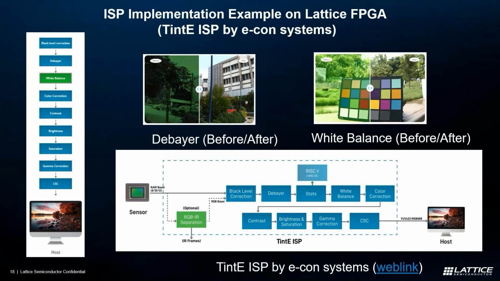It's pretty cool. You can click on each individual ISP block and see the before-after impact on the processed image. To show you some examples, I clicked on the debayer block and white balance block and copied the associated before-after pictures as seen here. This ISP has been implemented on multiple Lattice FPGA families, including a 4K ISP version. The ISP is available for evaluation and licensing from Econ Systems directly. Econ Systems also provides custom design services around Lattice FPGAs and their Tint-E ISP.